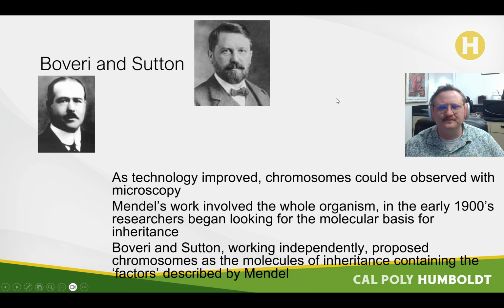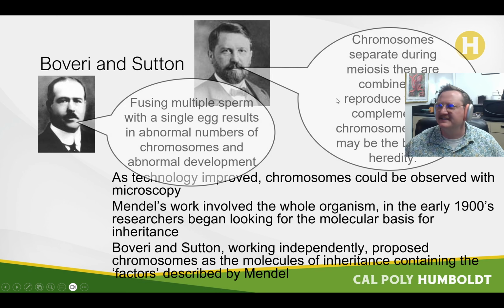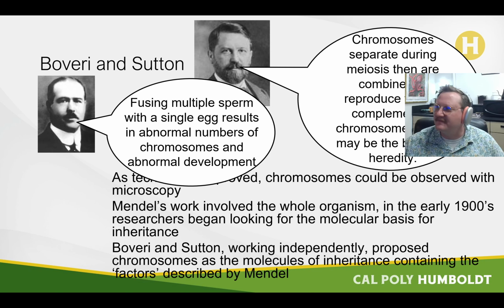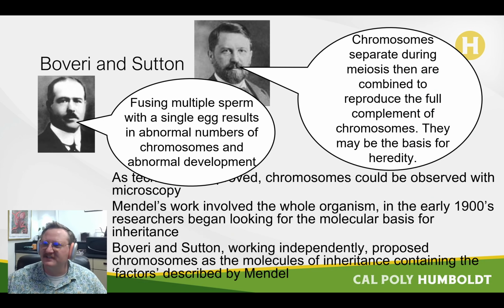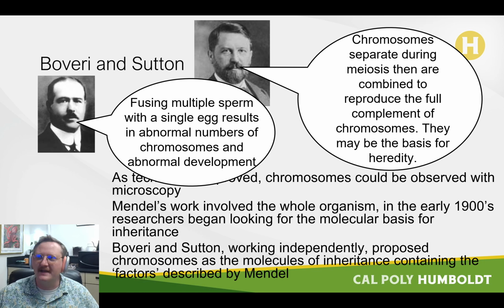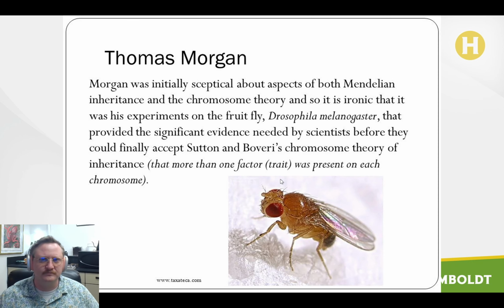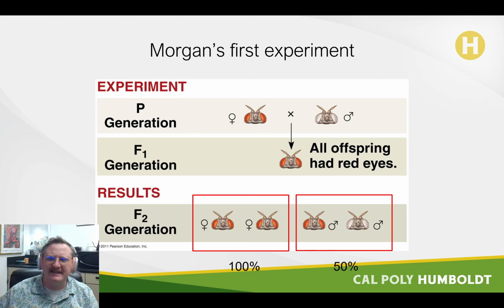Anyway, some work gets done. We've got Boveri and Sutton. They're next to their pictures. And they found that if chromosome number is different, then there's differences in development of flies. So inheritance must be occurring through the chromosomes. Okay. Thomas Morgan ended up supporting Mendelian inheritance, well, supported that chromosomal inheritance was occurring.